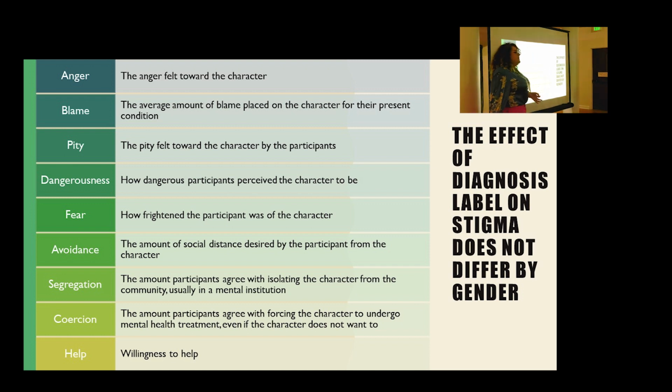Segregation is the amount participants agree with isolating the character from the community, usually in a mental health institution. Coercion is the amount participants agree with forcing the character to undergo mandatory treatment, even if the character does not want to. Across all 9 of these dependent variables, the effect of diagnosis label on stigma did not differ by gender.